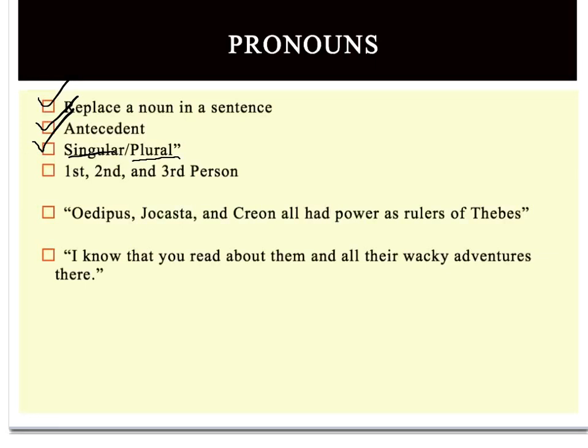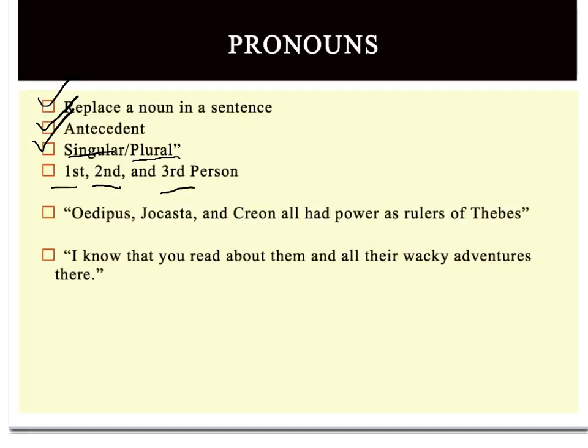Pronouns can also be in the first, second, and third person, and this is a new concept. We didn't really need to talk about this when we were talking about nouns. A first-person pronoun is one in which the speaker is referring to themselves or a group of people of which they're a part. Those are the I, me, us, we pronouns.